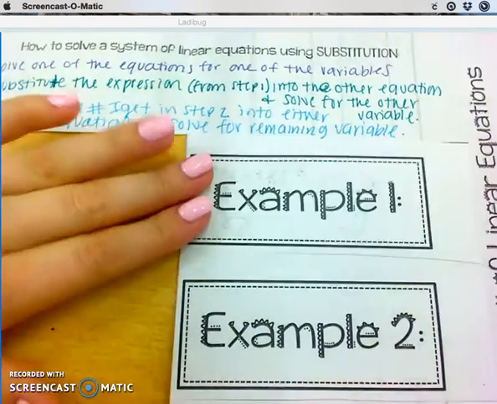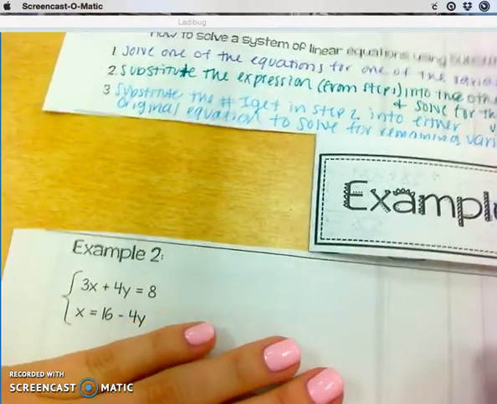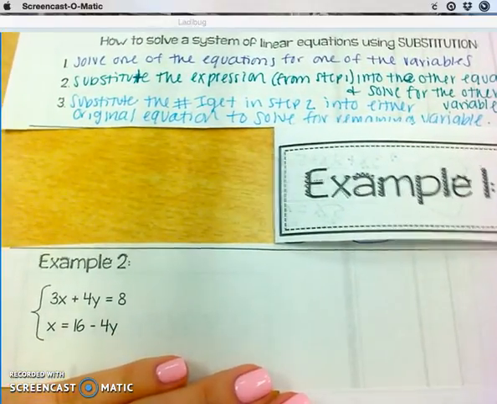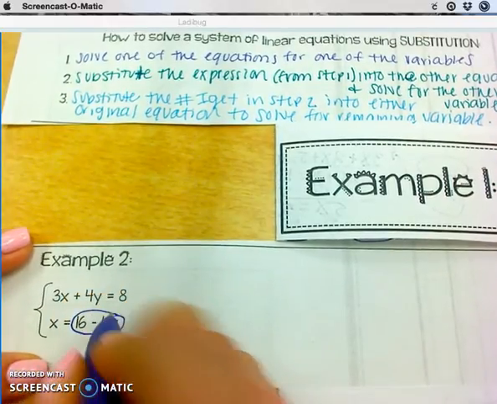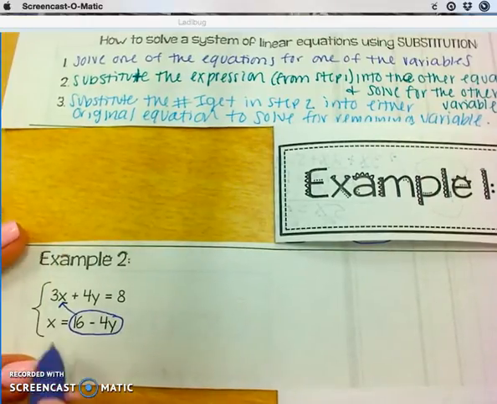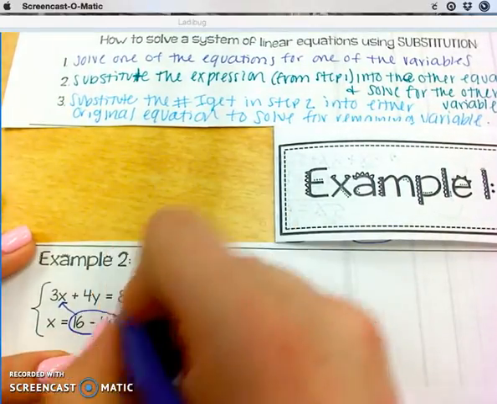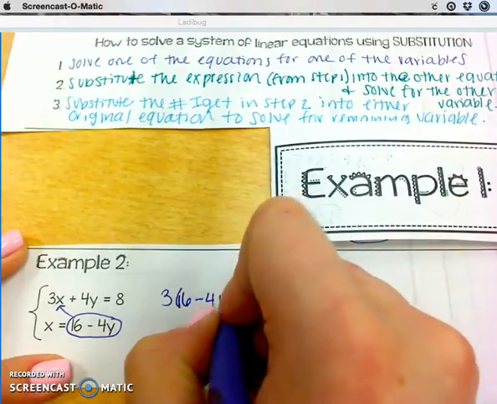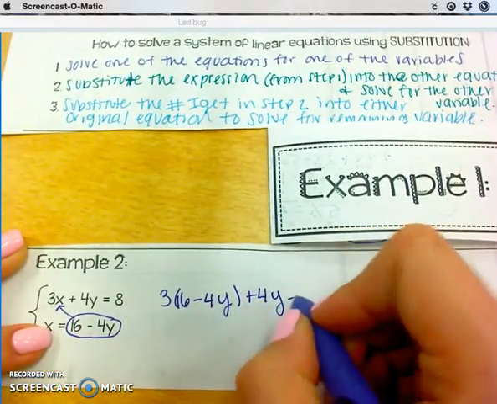Let's do example 2. You might want to leave that first flap open to help you. So we're going to solve one of the equations for one of the variables. And look at that, x equals a number. It's already done for us. It's going in the place of x in the other equation because x equals this, so I'm going to plug it in for x. So then let's rewrite it. 3 times, that's 16 minus 4y, and then write everything else. Plus 4y equals 8.